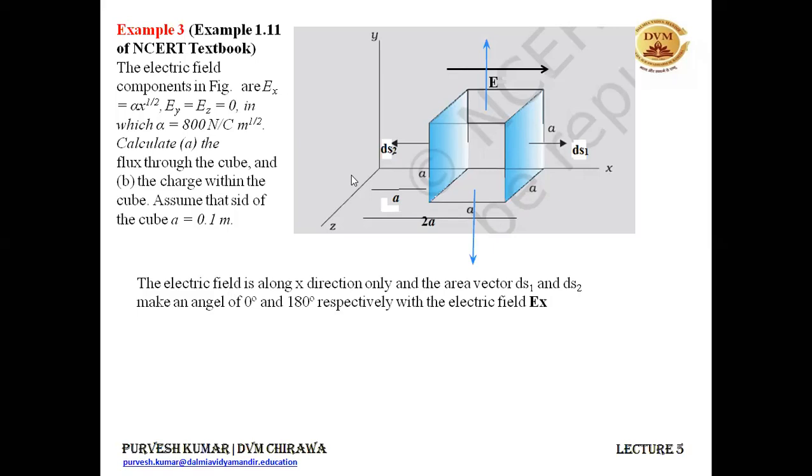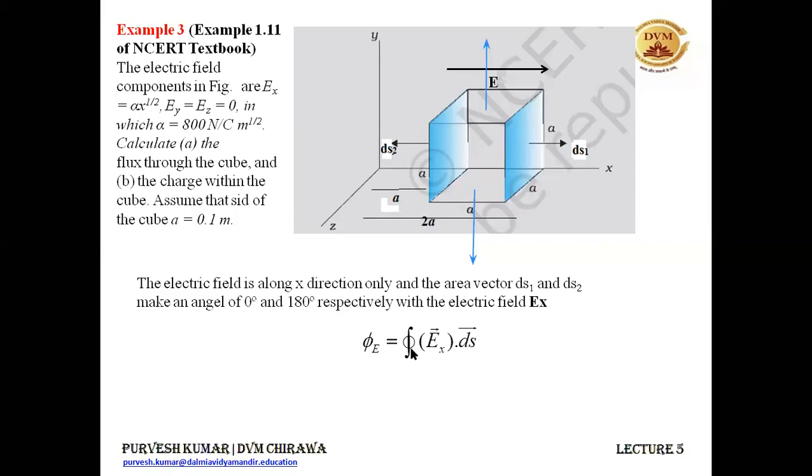All right. So that's why we are taking only these 2 areas, because the other area vectors are making an angle of 90 degrees with the electric field. And when you solve the dot product with 90 degrees, it comes out E ds cos 90, and cos 90, you know that it is 0. So no flux will be contributed by those surfaces which are making an angle of 90 degrees with the electric field. All right. Now let's solve the question. So this is what we have done.